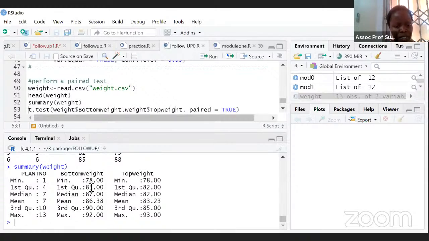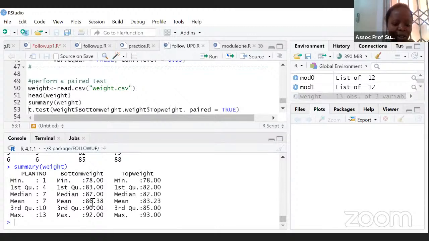The first quarter is 83 for bottom and 82 for top. The median is 87 for bottom and the top has 82. The mean is 86.38, and here the mean is 83.23.